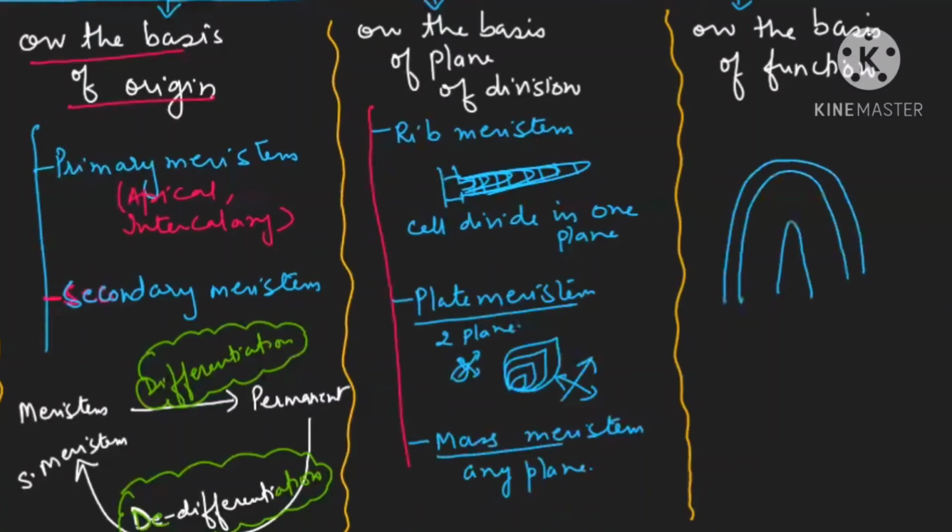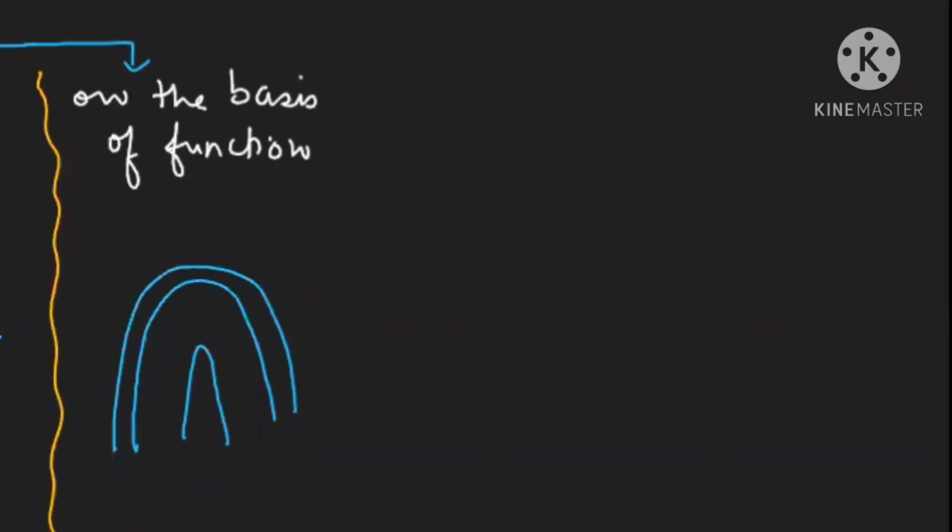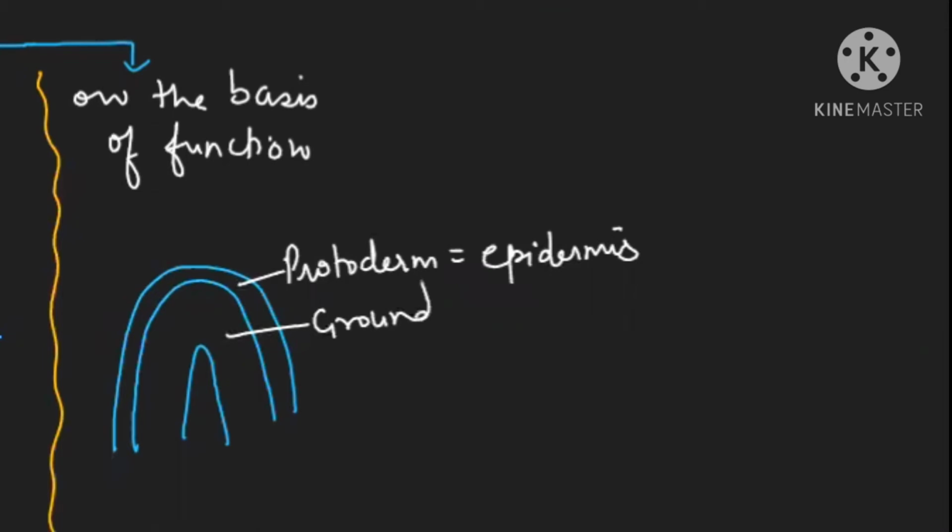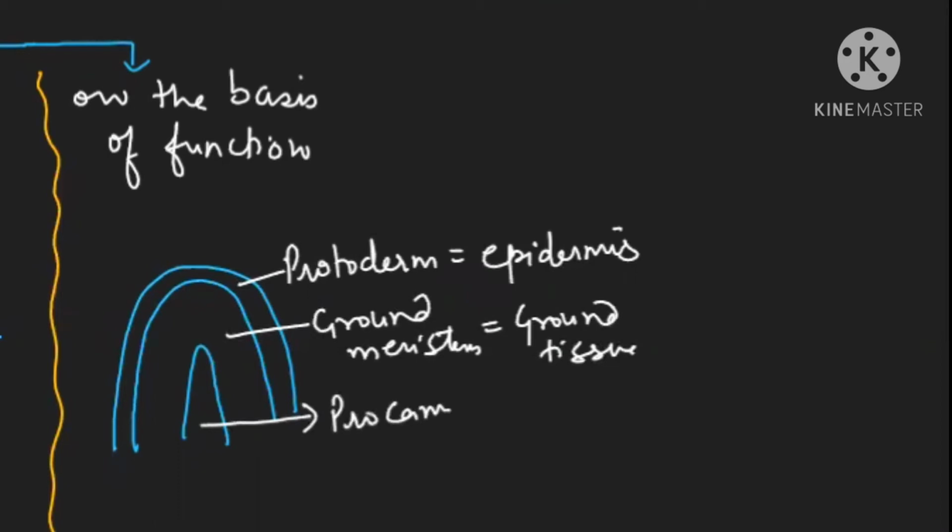Okay, these three layers. Now see, this is your protoderm, which is giving rise to epidermis. This is your ground meristem, which is giving rise to ground tissue. And this is your procambium, which is giving rise to primary xylem and primary phloem.